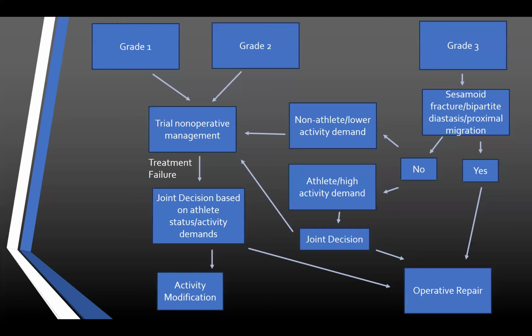Whereas if the normal anatomy is still maintained, if it's a lower demand patient, not really an athlete, you could consider a trial of non-operative management and see how things go. Whereas if they're like that last case, a very high demand athlete, it's a joint decision how quickly they want to go straight to an operative repair. So that's how I structured it in my head.